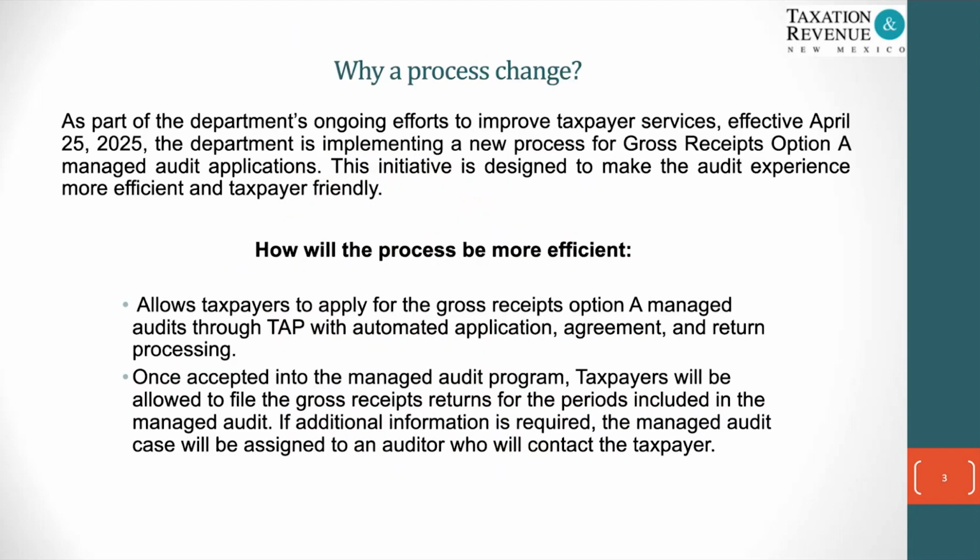Starting April 25th, 2025, the Department is implementing a new process for Gross Receipts Managed Audit Option A. This initiative is designed to make the audit experience more efficient and taxpayer-friendly by allowing taxpayers to apply through TAP, with automated process for applications, agreements, and returns. Once accepted, taxpayers can file Gross Receipts Tax Return for the included periods. If more information is needed, an auditor will be assigned and will contact the taxpayer directly.